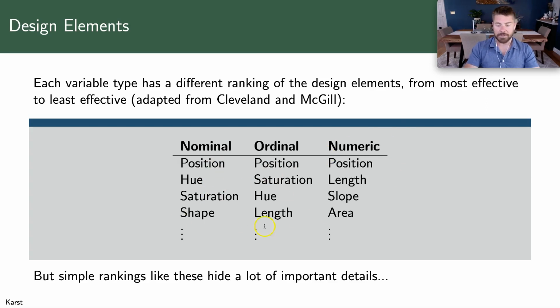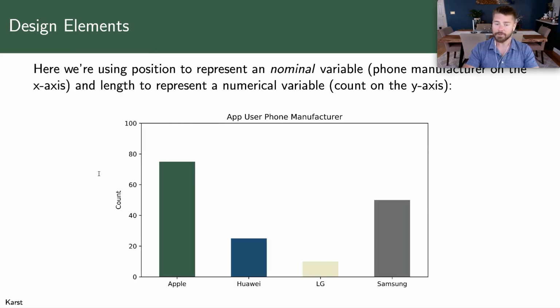So we have all of these different pieces, but it's really critical, so let's go through and actually see an example here. Imagine we're trying to show a nominal variable, in this case cell phone manufacturers, so we have Apple, Huawei, LG, and Samsung, and we're trying to display with that nominal variable a numerical variable in terms of the count, how many people actually have a phone of this type. So we have two variables in this plot, a nominal variable and a discrete numerical variable, and here we're showing it through a bar chart.